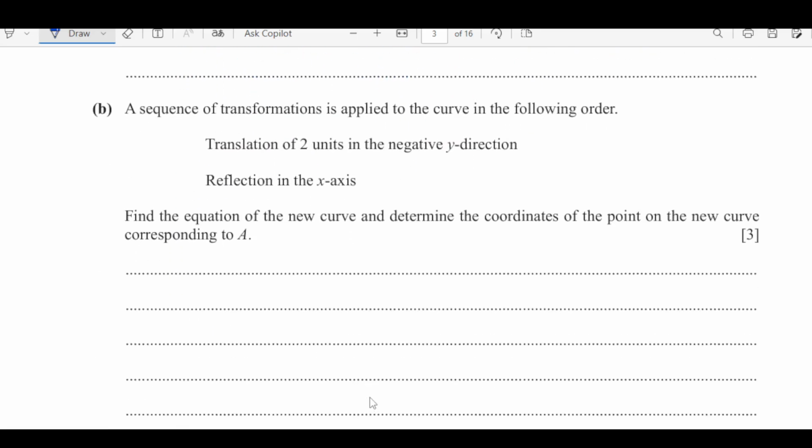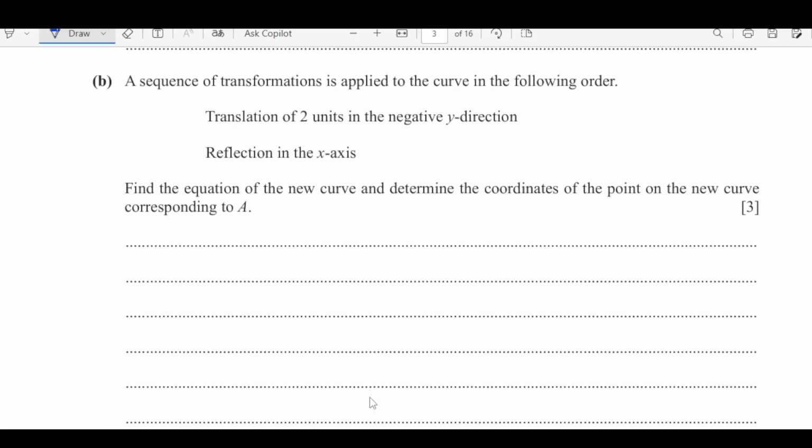Now the second part: a sequence of transformations is applied to the curve in the following order. Translation of 2 units in the negative y direction and then reflection in the x axis. Find the equation of the new curve and determine the coordinates of the point on the new curve corresponding to A. So for that, first of all, let us take the equation. We have k sine half x.